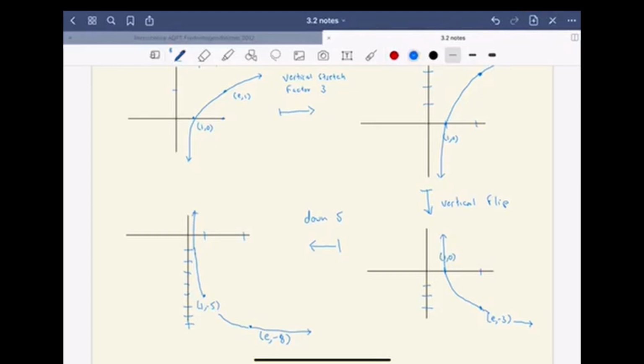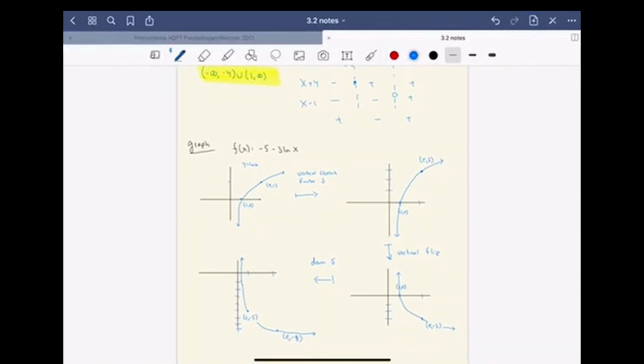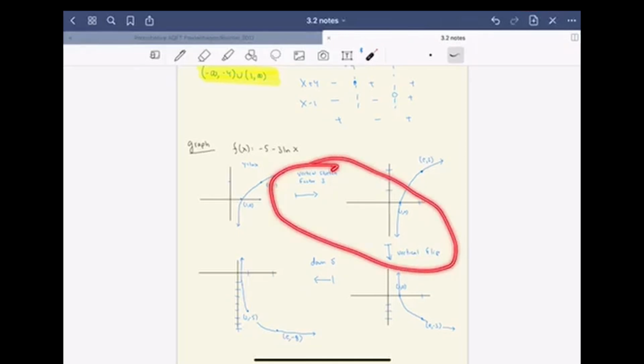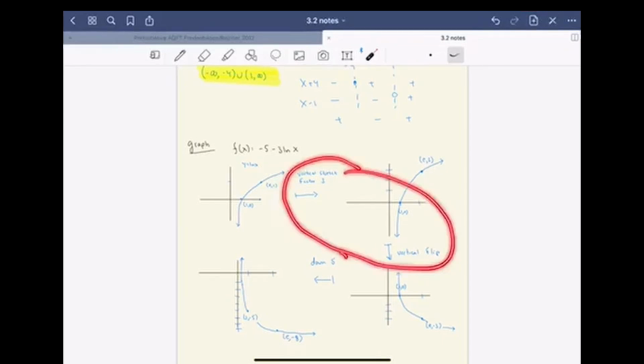Okay. All right. So, again, when you're doing this in MyLabs Plus, you're going to start with the natural log function, and you're going to do these changes in order. Now, these two changes, you could do either one first. You could do the vertical flip before you stretch it by 3, and it won't change it. But you do have to do both of these before you do the down 5.